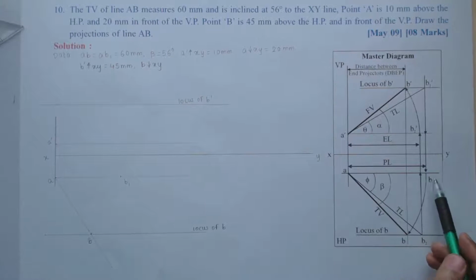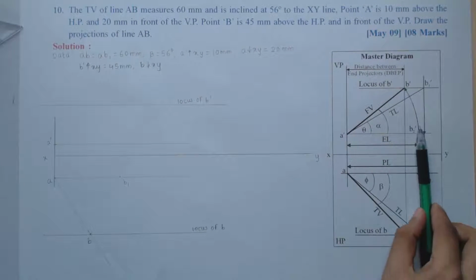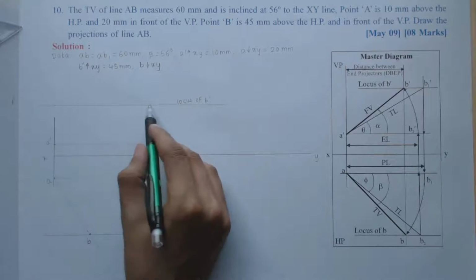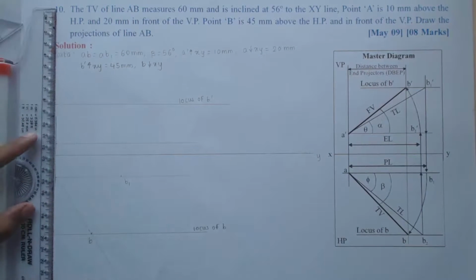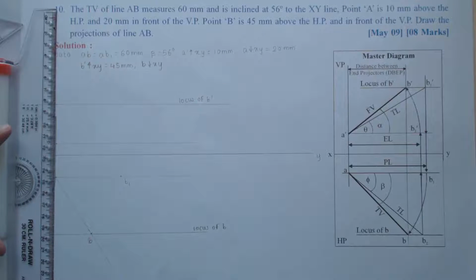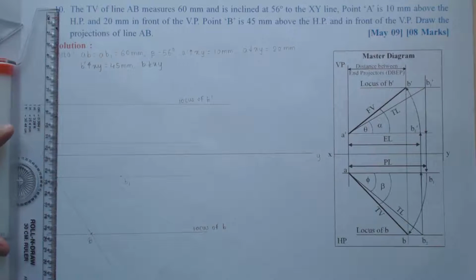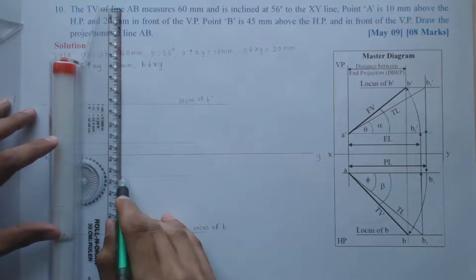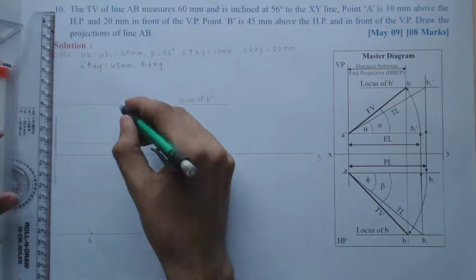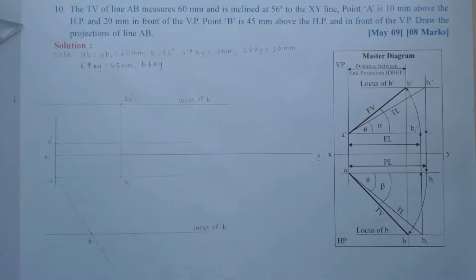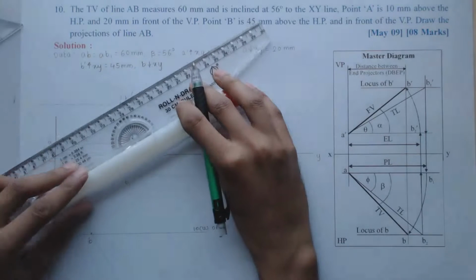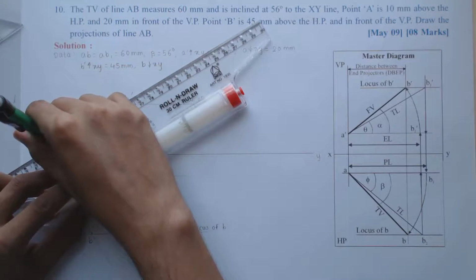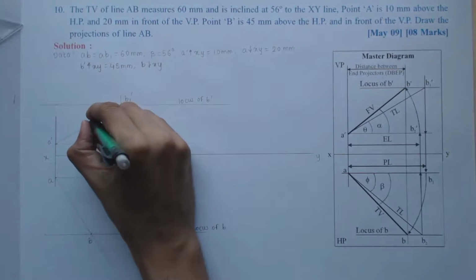Now we know from B1, if I drop a vertical projector, on the same vertical projector I am going to get B1 dash, which will also lie on the locus of B dash. So I need to just project this B1 vertically upwards up to the locus of B dash to get B1 dash. So obviously this point will give me B1 dash. Now joining A dash B1 dash will give me the true length in front view.